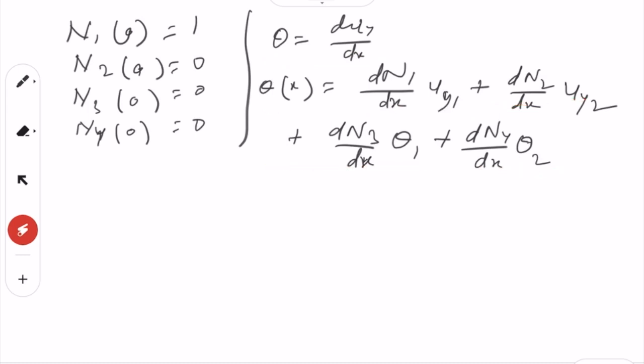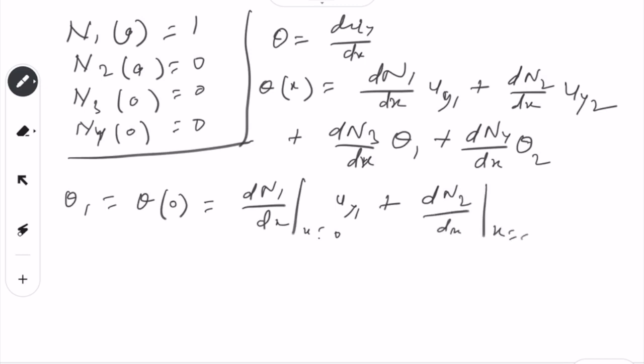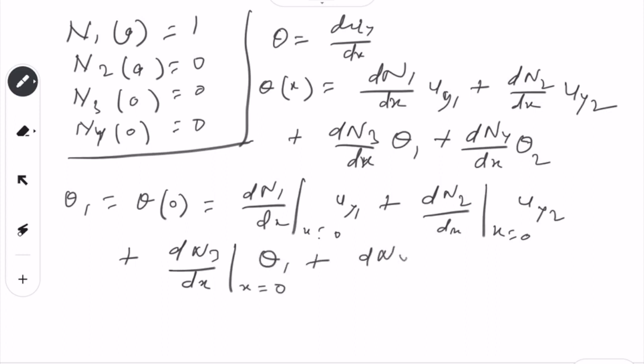Yeah, that really only tells us that theta 1 equal to theta 0 will be equal to dn1 over dx at x equal to 0 times uy1, plus dn2 over dx at x equal to 0 times uy2, plus dn3 over dx at x equal to 0 times theta 1, plus dn4 over dx at x equal to 0 times theta 2, right.